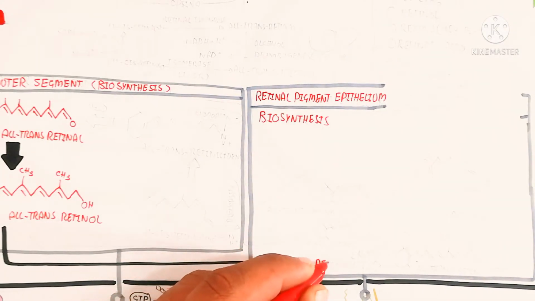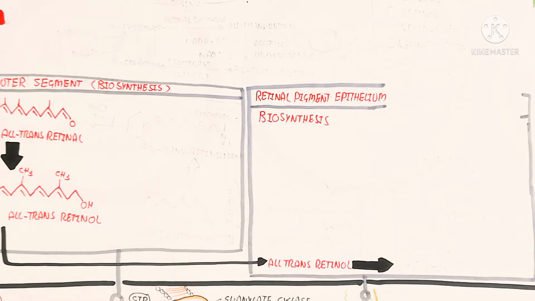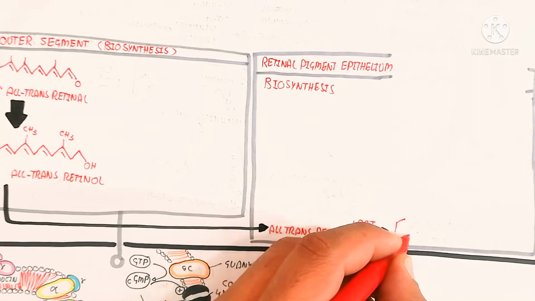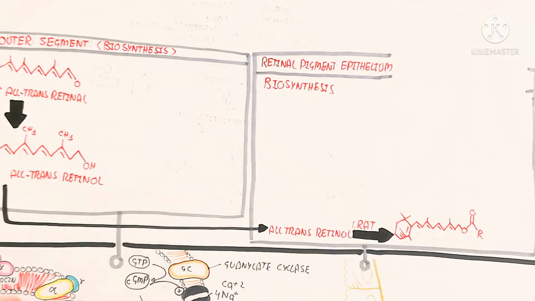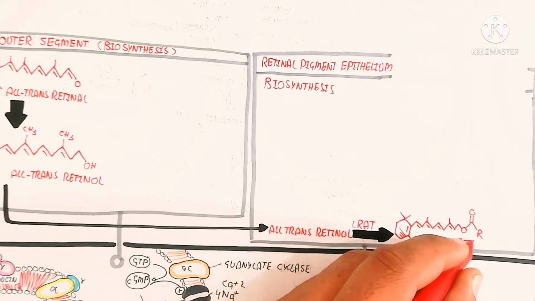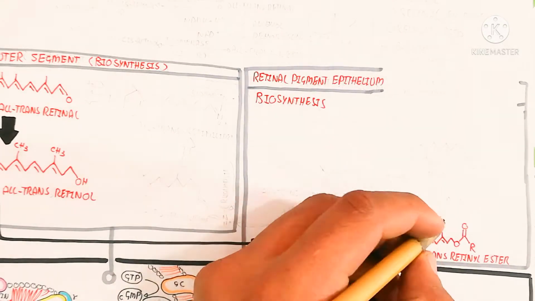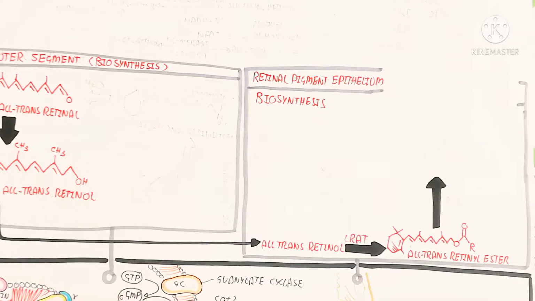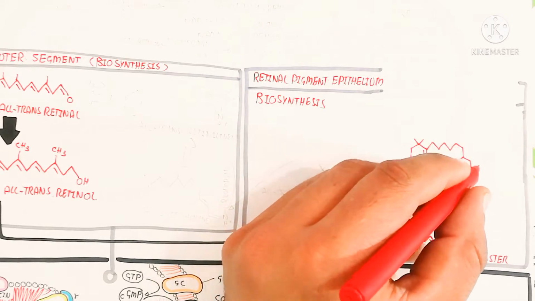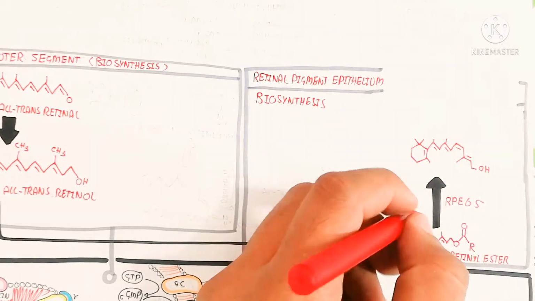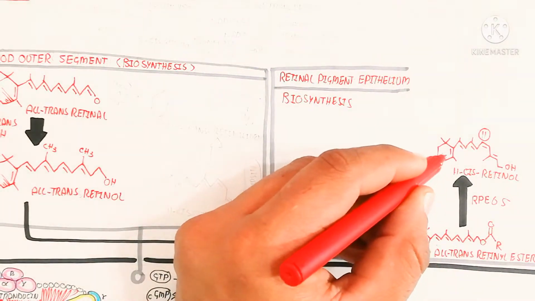While here is the retinal pigment epithelium biosynthesis of these things. So let's begin to understand. Here the all-trans retinol will move to the retinal pigment epithelium. When we go into the retinal pigment epithelium, it will convert into all-trans retinyl ester due to the all-trans retinyl esterase enzyme.